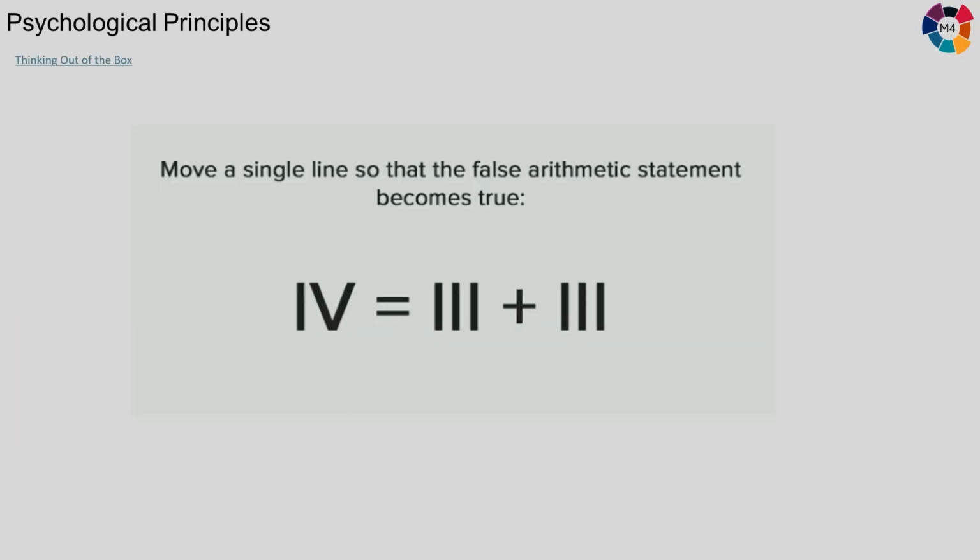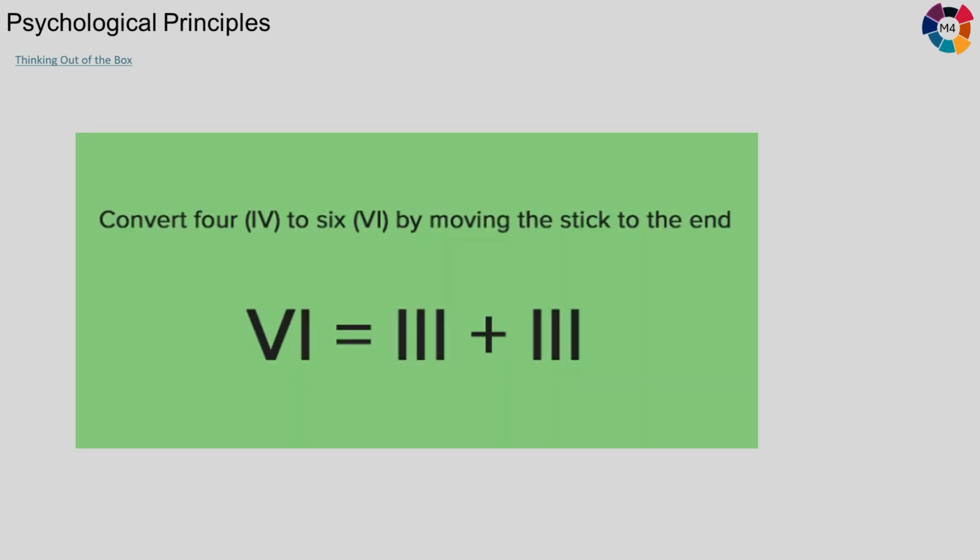Let's think about these questions and see how easy it is for us to come up with the answers. In this example, they're asking us to move a single line so that the false arithmetic statement becomes true. The answer would be to convert the 4 to a 6 by moving the line to the end. How about this one?